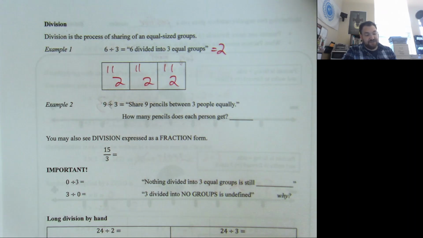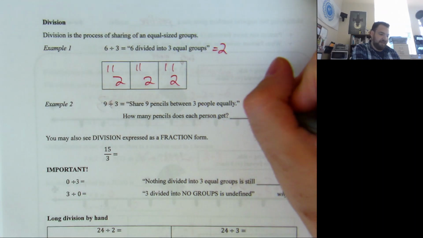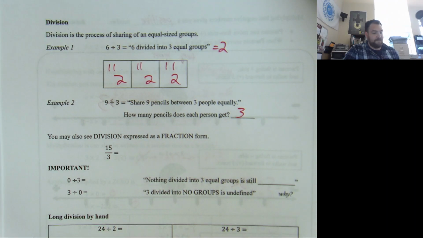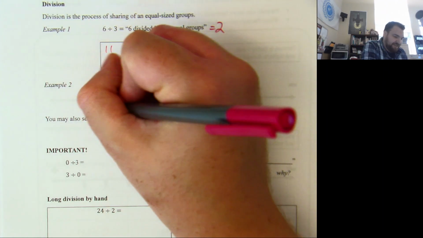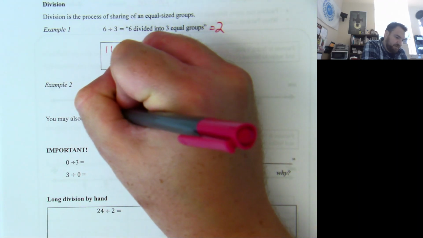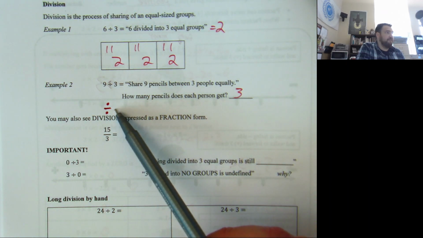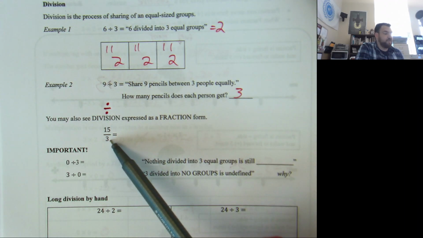The same as 9 divided by 3. If I have 9 pencils shared between 3 people equally, how many pencils does each person get? Well, 3. But sometimes you're going to see division represented as a fraction, because that's all fractions are. Fractions are just statements of division, which actually makes sense. If you look at the symbol for division, that's just a fraction with a dot in the numerator and a dot in the denominator. So division is just working with fractions.